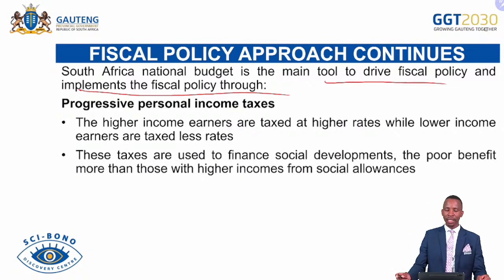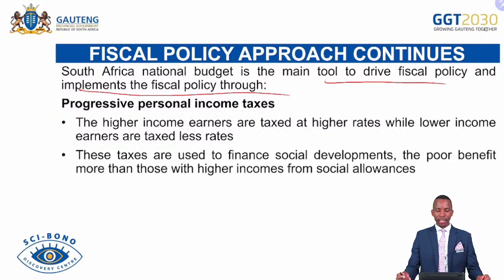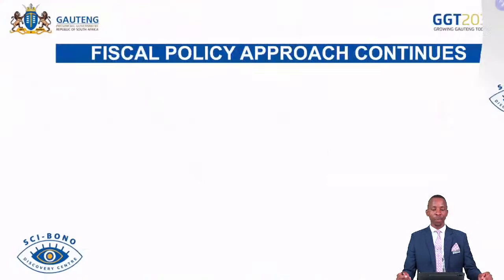So the high income earners are taxed at higher rates, while lower income earners are taxed less. These taxes are used to finance social developments. The poor benefit more than those who earn higher income from social allowances. That is the progressive tax system.